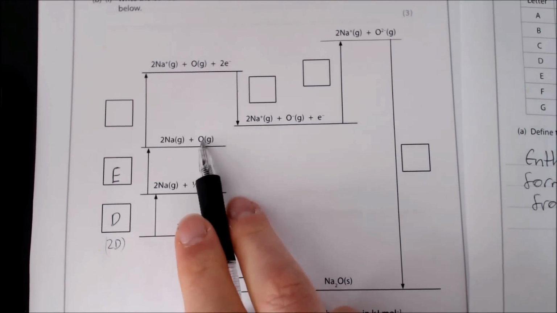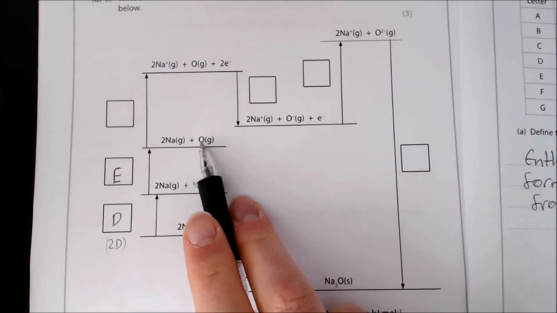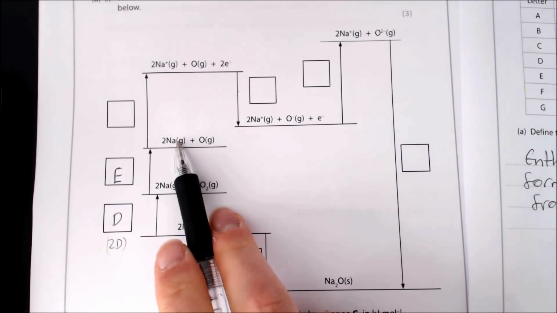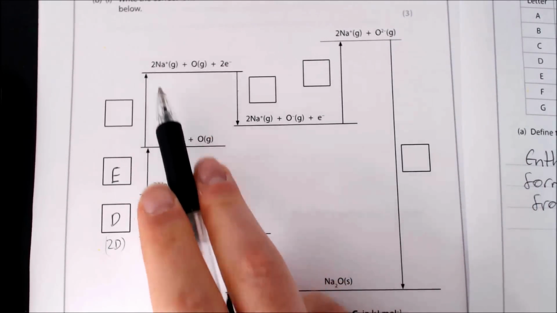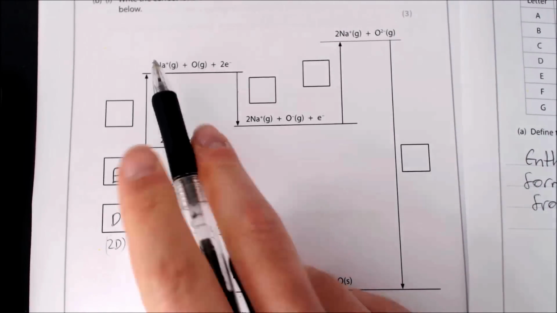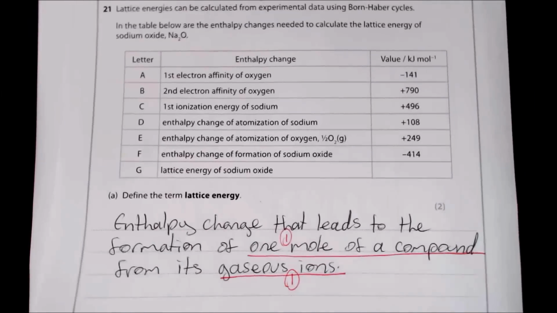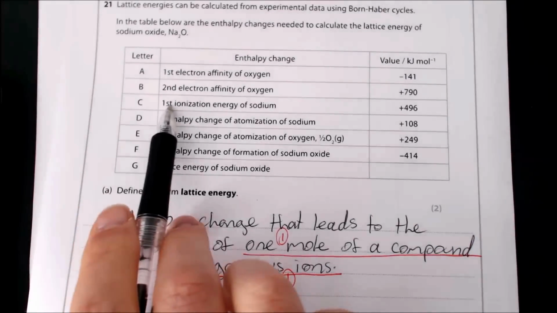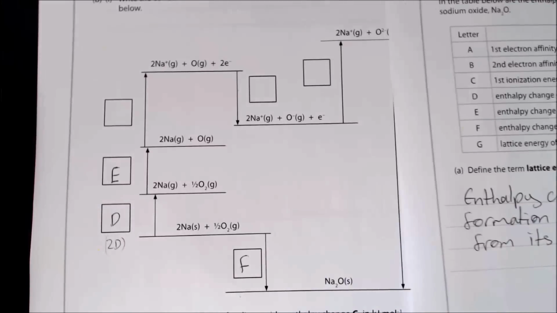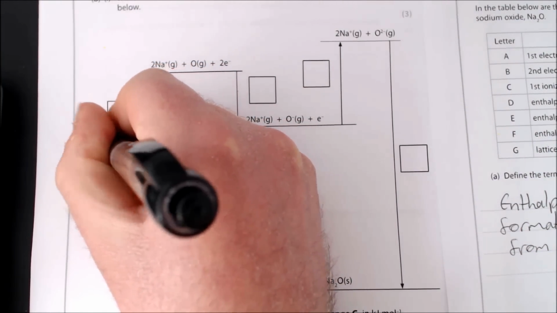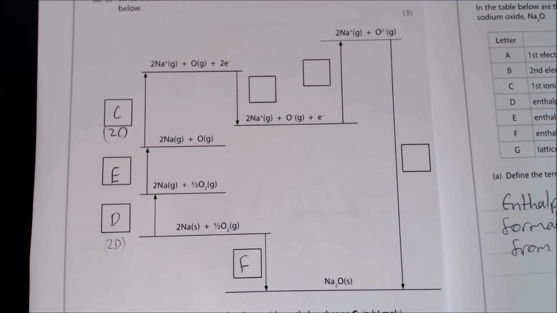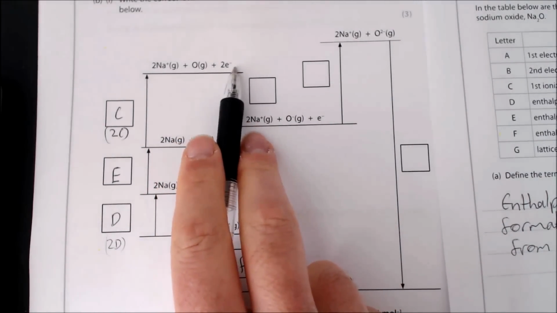Okay, and the next one, we're going from sodium gas as an atom to sodium ion. Again, we're doing it twice because we're going from 2 sodium atoms to 2 sodium ions, so we're ionizing twice. So this is ionization, first ionization of sodium. So that's going to be C. And again, you could put 2C if you want, because we are doing it twice, so that would still get the mark.